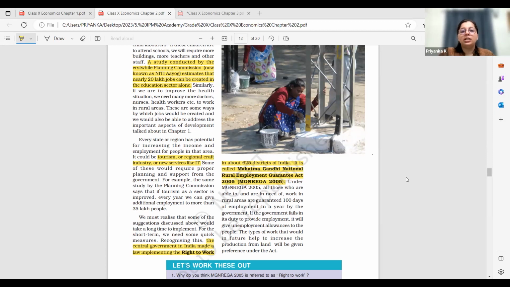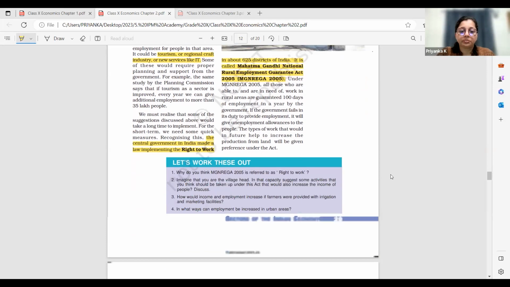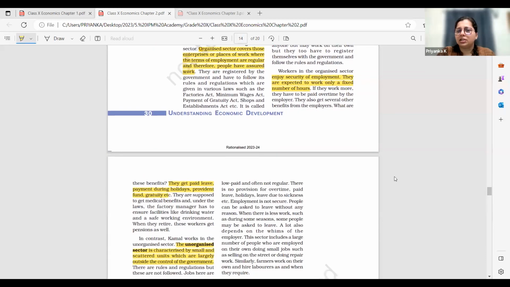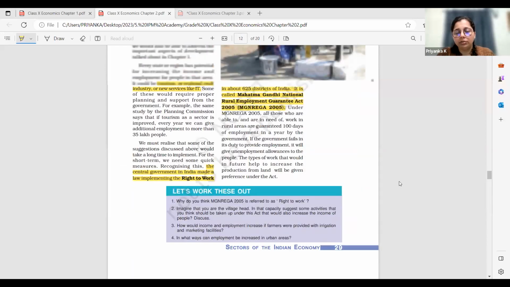And to end, there is also another act called Right to Work, which the Indian government has focused on. The central government of India has made sure that there is a right to work, and around 625 districts in India have been covered under this act, and it is part of the MGNREGA Act of 2005 that these 625 districts ensure that there is a right to work to its people, and majorly this act focuses on the rural population because we have a large number of rural population in our country. So with this, we come to the end of this chapter. Is this clear to all of you, what I have covered till now?